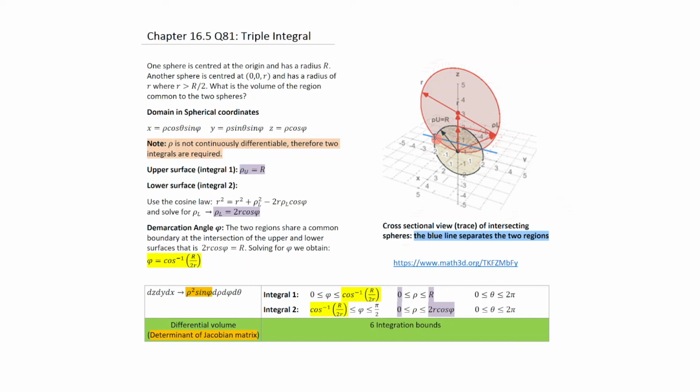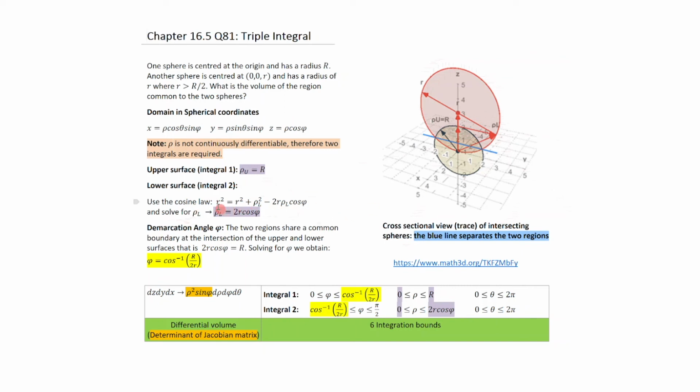That means we have to break things up into regions. The blue line is the dividing line between one region, which is above the blue line, and another region which is below the blue line. So two integrals are required, and we have to be a little more careful in terms of how things are set up. All right, so that's the point that's made here. For the upper surface integral, the upper bound after substitution would be rho u equals r. This is just the equation of a sphere, so rho u equals r. For the lower surface, we would use the cosine law.